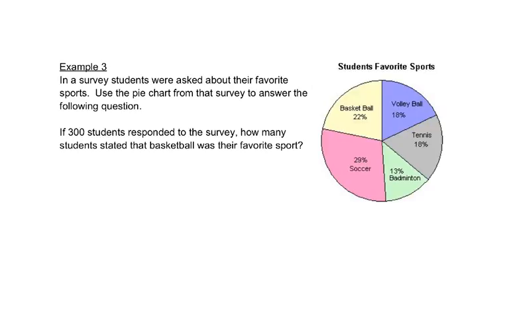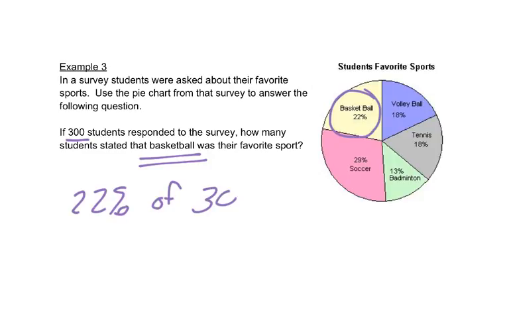So here's a circle chart. It represents the number of students who were surveyed what their favorite sport was. We have 300 students who were surveyed, and they want to know how many had basketball as their favorite sport. Well, in the circle chart, it shows you that 22% said that. So it's 22% of the 300 students.